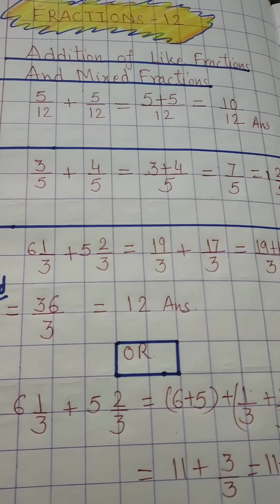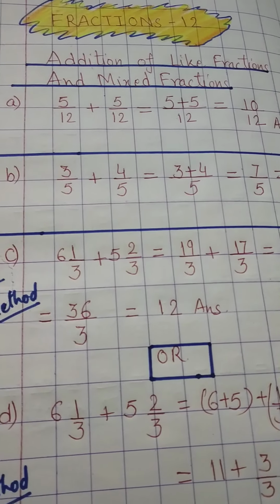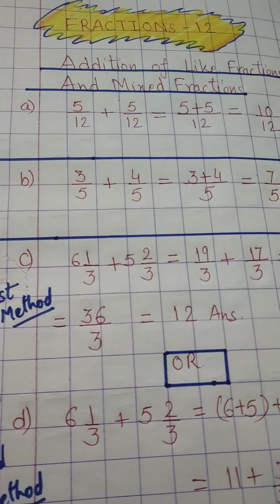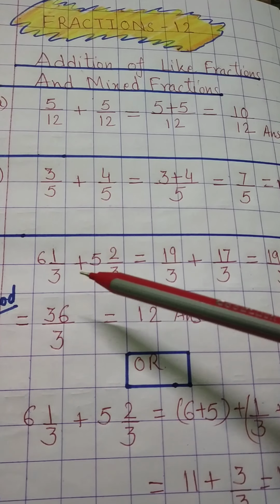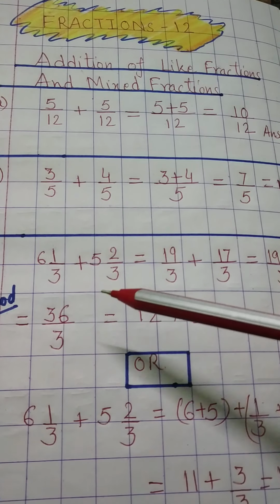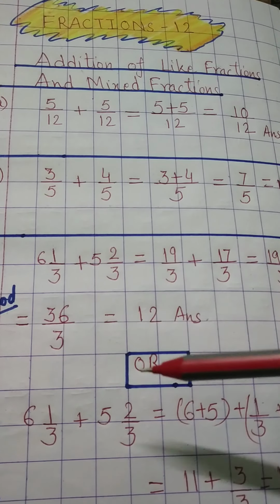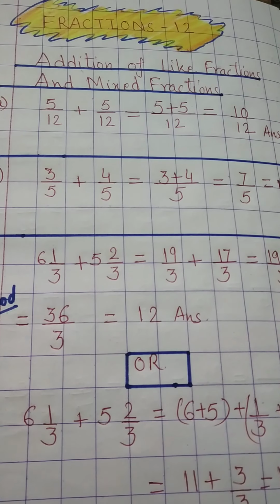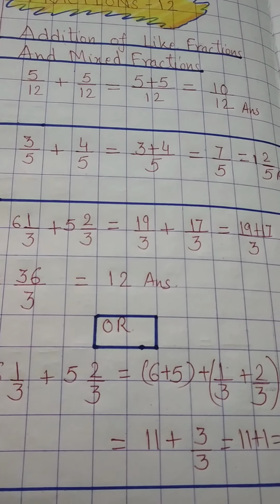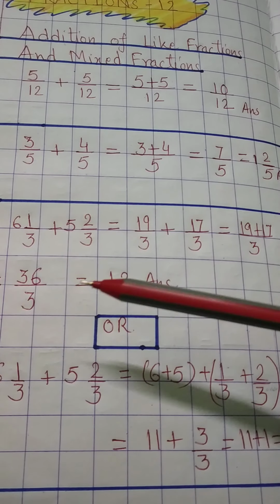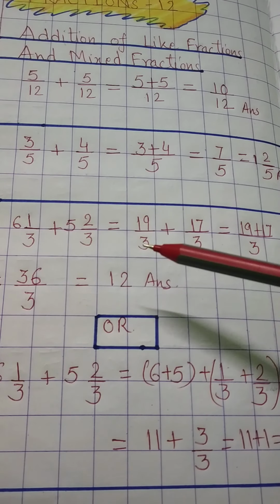Then the next question. These two questions are very easy. And the next question is addition of mixed fractions. So see, these are mixed fractions. So how will we add them? There are two methods of adding these two mixed fractions. So the first is this: first we have to change the mixed fraction into an improper fraction.